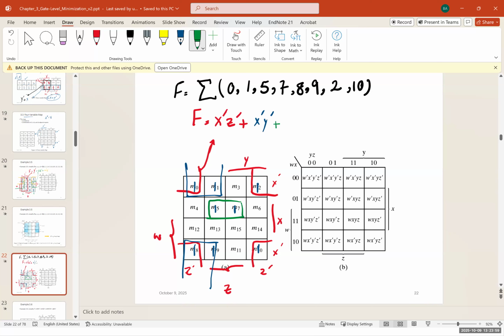So I'm going to combine M7 with M5. And if I combine these two, the green one, I'm going to write it with green, is going to be equal to W prime X.